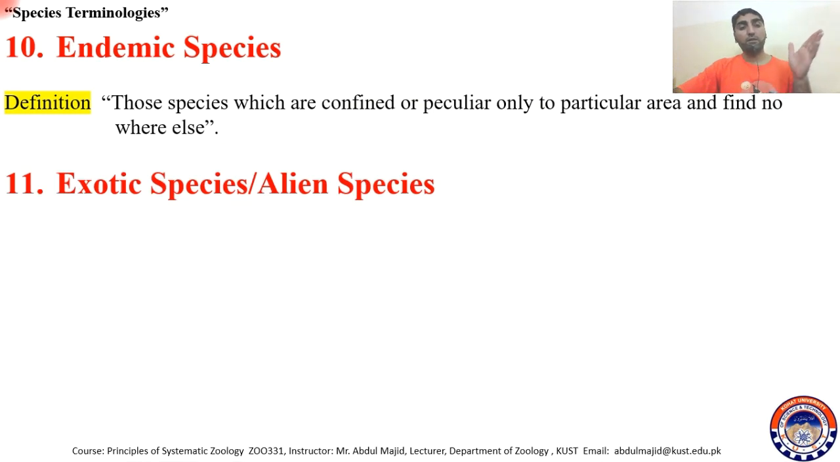Like the cosmopolitan species, the mice, the rats, the snail, the earthworms, hawks, cuckoos, they are birds, they are present everywhere in the world. But on the other hand, endemic species: for example, giraffes are present only in Africa. Rhinoceros are restricted to India and Africa. The kangaroo is restricted to Australia, and the kiwi is restricted to New Zealand. So these are endemic.